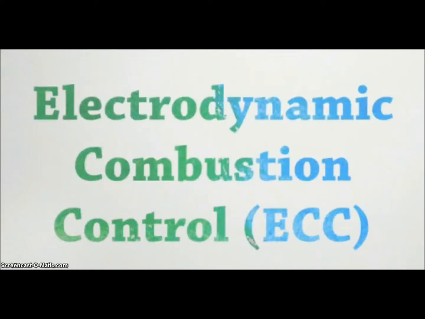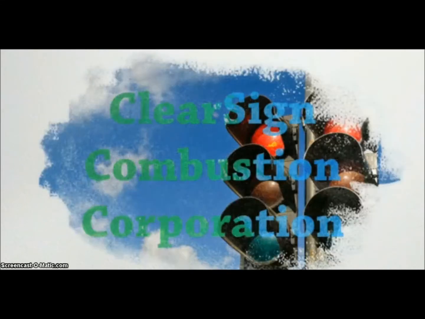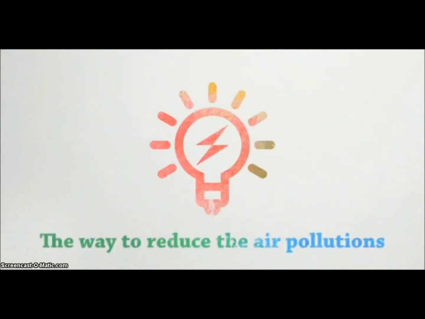We introduce you to Electrodynamic Combustion Control, which is commonly known as ECC. What is ECC? ECC is a project by a Seattle-based company called ClearSign Combustion Corporation, demonstrating how to manipulate the flame using a high voltage electric field to prevent pollution from forming in the first place. As we stated in the problem before, ECC can solve the air pollution problem. It's one way to reduce the air pollution that we experience nowadays.